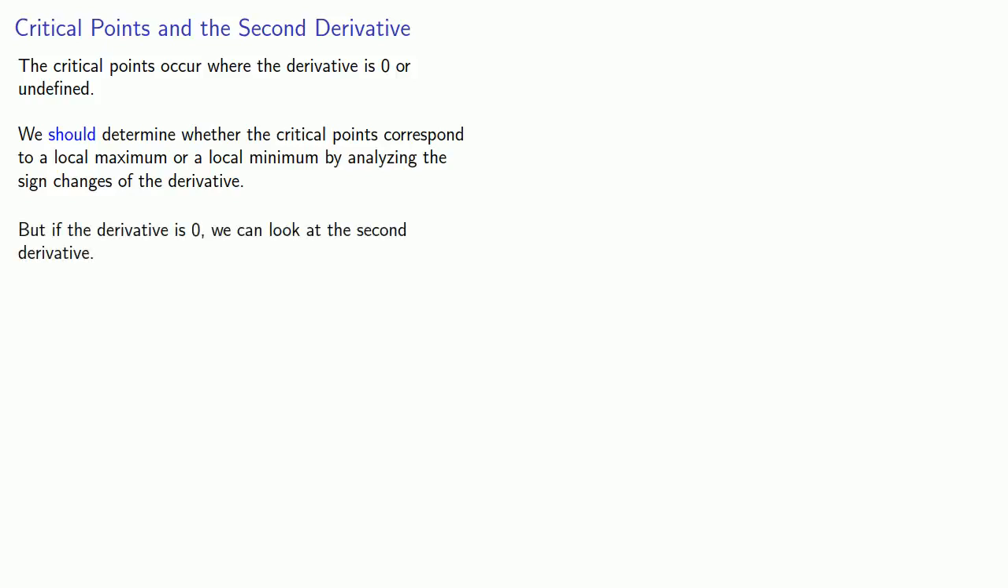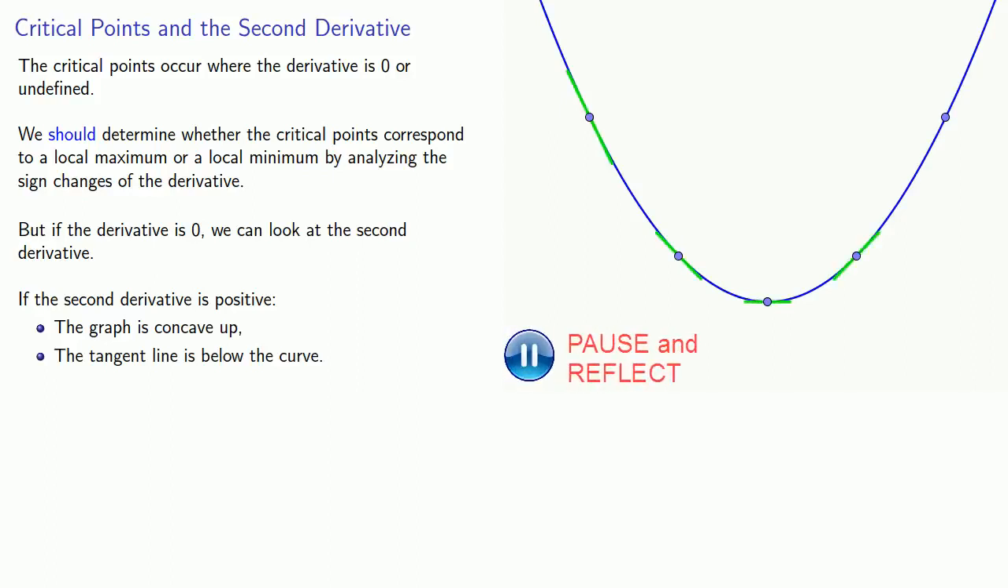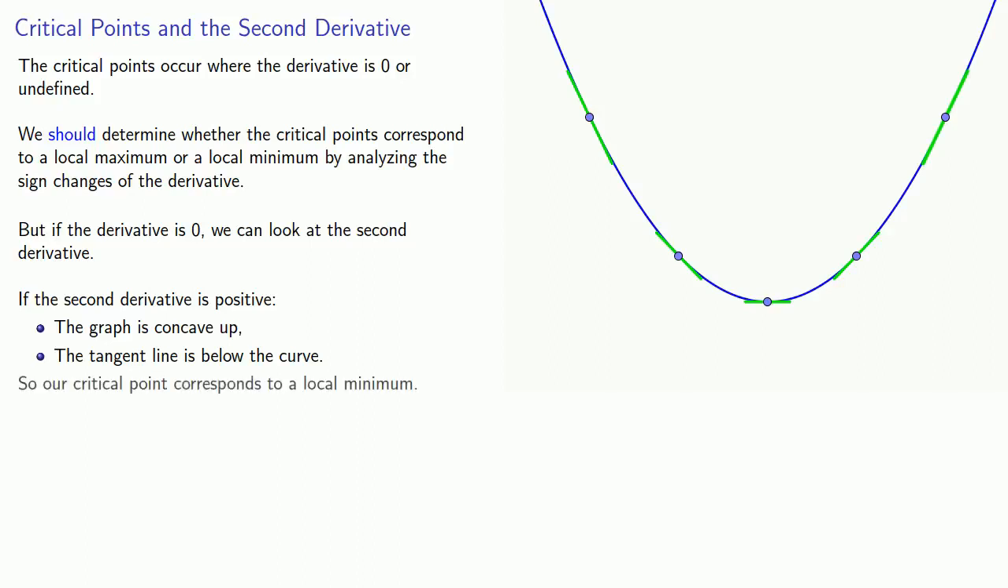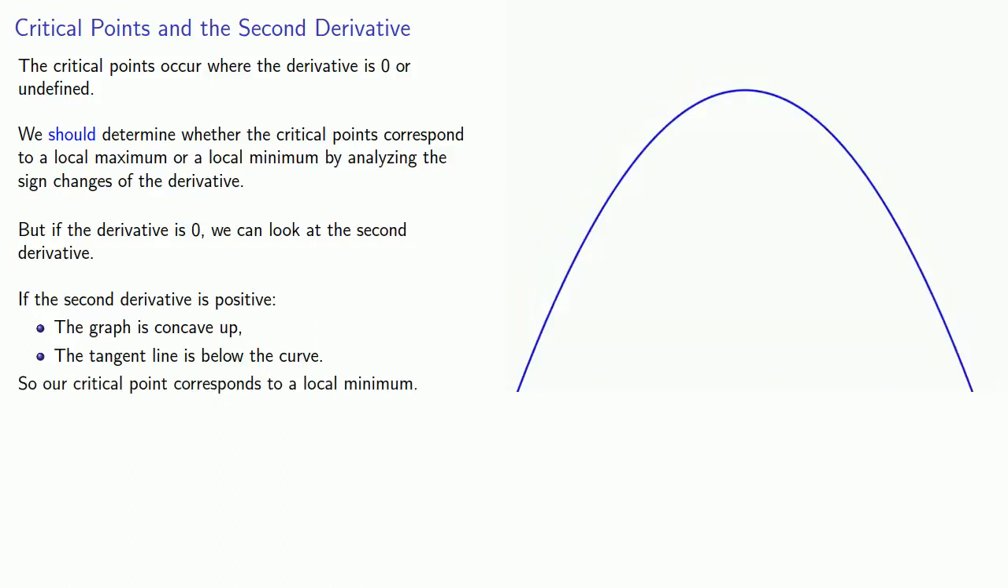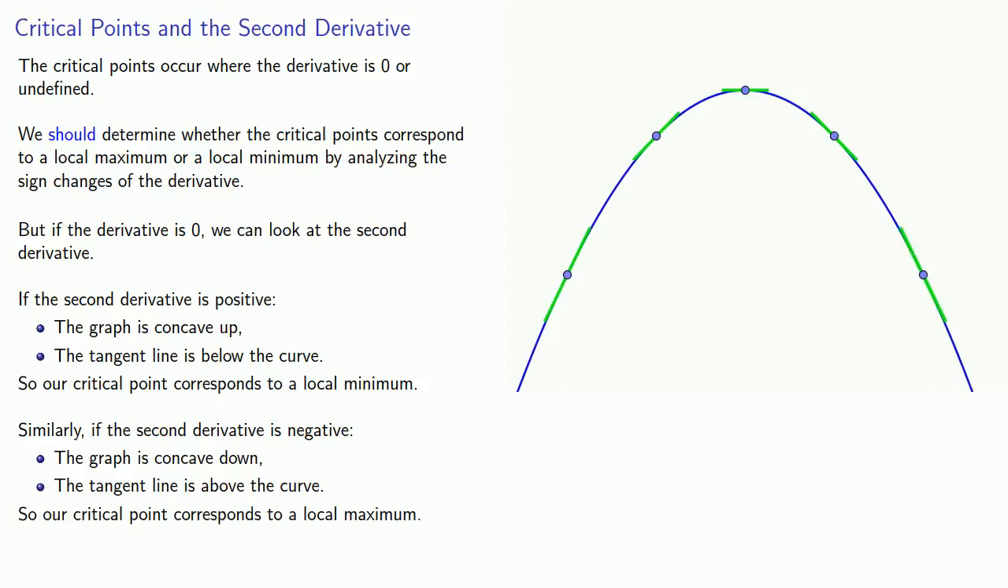But if the derivative is actually 0 as opposed to undefined, we can look at the second derivative. If the second derivative is positive, then we know the graph is concave up, so the tangent line is below the curve, and if we think about what this looks like on our graph, that means our critical point is going to correspond to a local minimum value. Similarly, if the second derivative is negative, then the graph is concave down, and the tangent line is above the curve, and so the critical point will correspond to a local maximum.